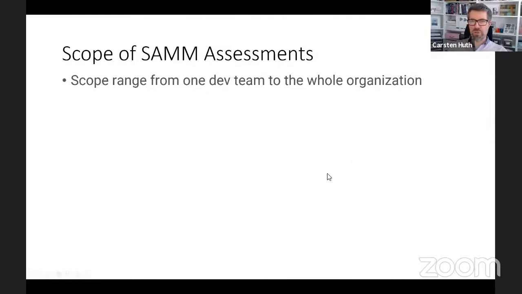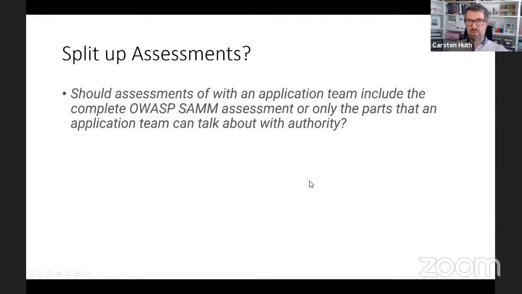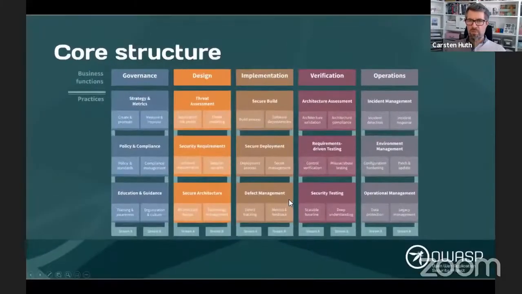So if I move on here, these are about practical experiences and best practices. What this leads to is the question: should an assessment be divided into separate parts? If I look at the core structure here, should an assessment be divided by different roles? So should you, for example, ask some people in the organization only about the governance aspects and other people only about other business functions? Or do you always do a whole assessment with the stakeholder that you're interviewing?